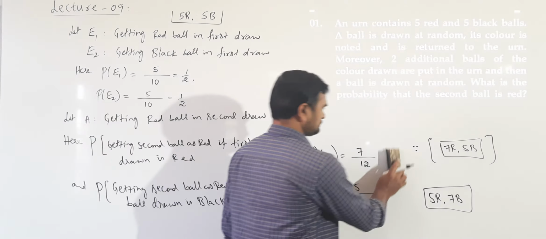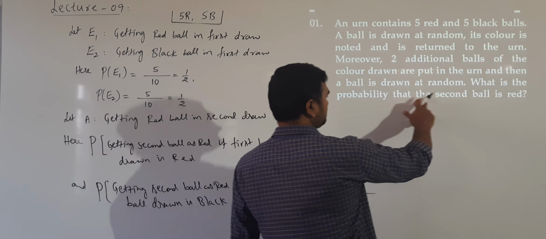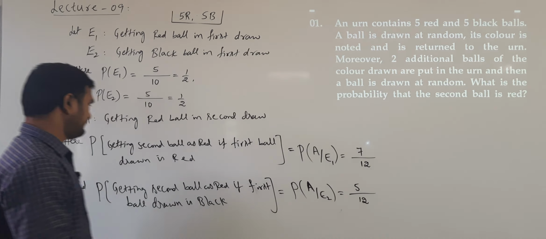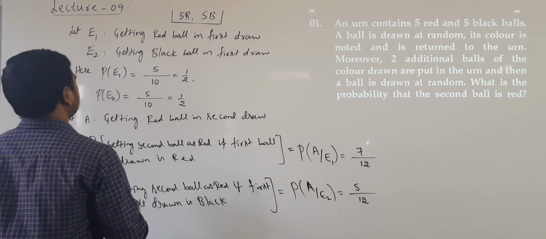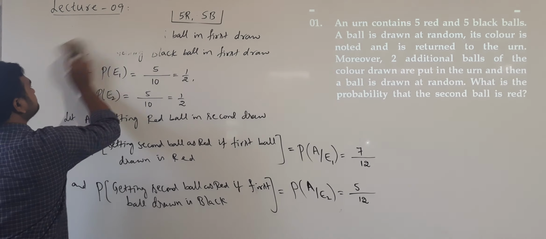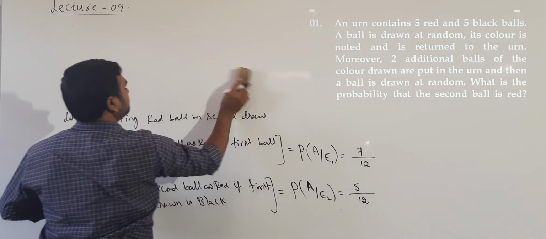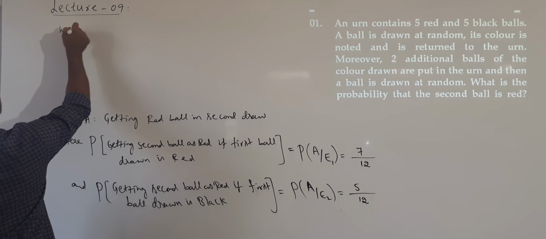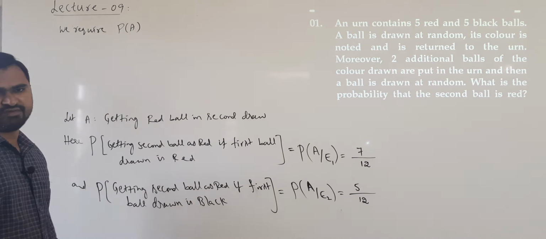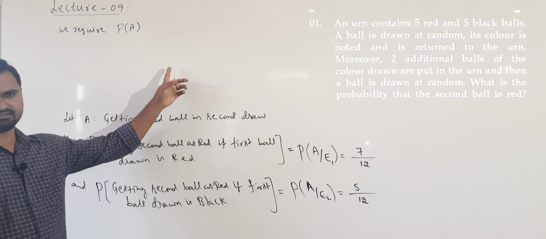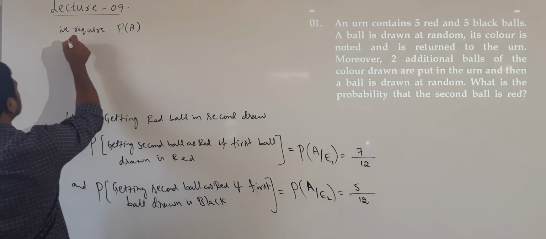So by knowing these two, what are we interested in? We are interested in the probability that the second ball is red. So we are interested in getting P of A. How can I get P of A? Note this down. We require the probability of A, getting the second one as red. So how do we get P of A? By using the theorem of total probability.